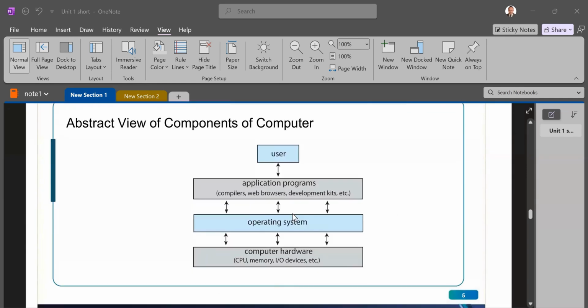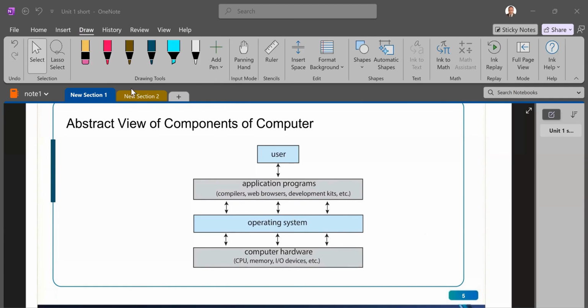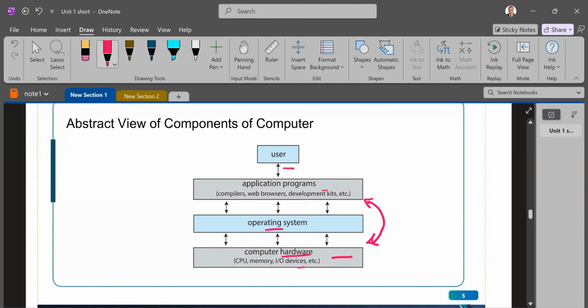The abstract view of the components of computer hardware. Here is the intermediary between the machine and, in the end, the user.